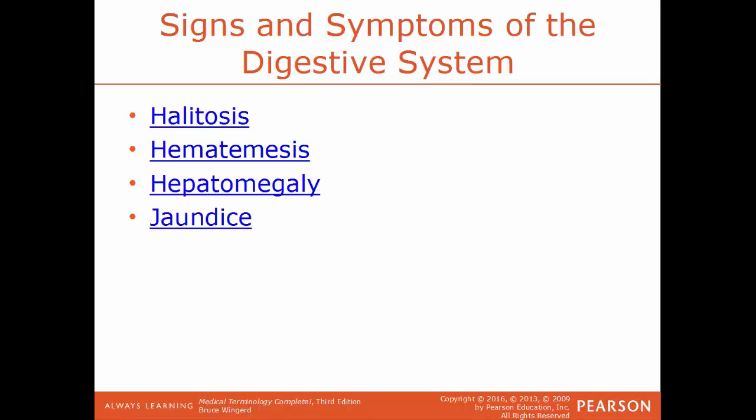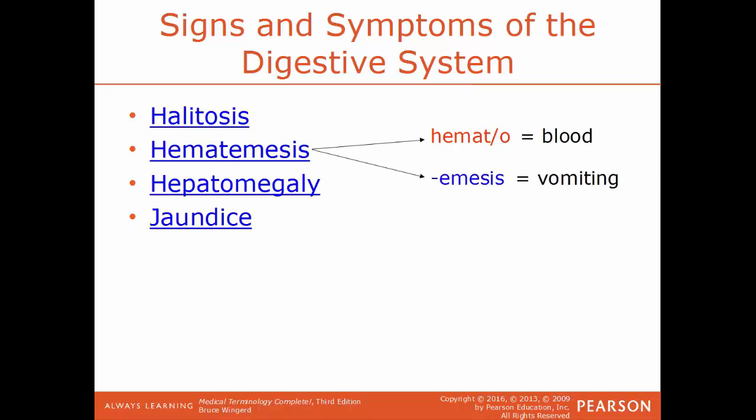Our next term, hematemesis. If we were to break down this term, hemato means blood, emesis means vomiting. So this term is a reference to the vomiting up of blood. Hepatomegaly, this is the abnormal enlargement of the liver. And our last term here, jaundice. This is a medical condition where you have the yellowing of the skin or of the eyes or the mucous membranes in general. And this is a good indicator that your liver is starting to fail.